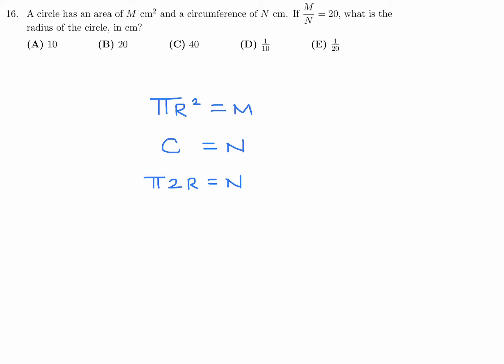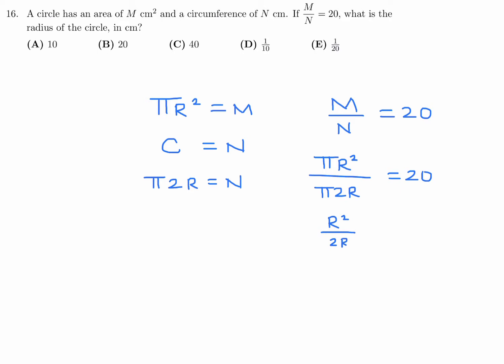Okay? Now they're telling us that M over N is equal to 20. So substitute this in, pi r squared over N, which is pi 2r, is equal to 20. And at this point, the pi's cancel, so you're left with r squared over 2r. And then an r cancels from top to bottom, so you're left with r over 2. And therefore, r is equal to 40. And number 16, the answer is C.